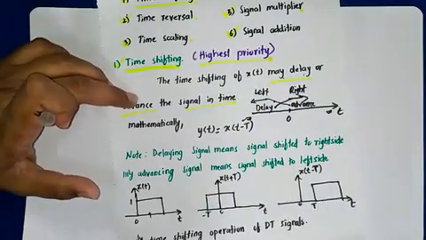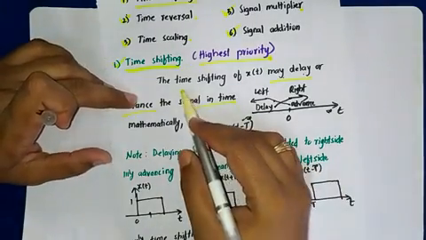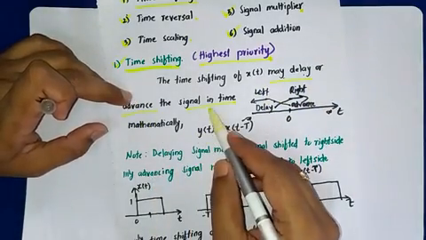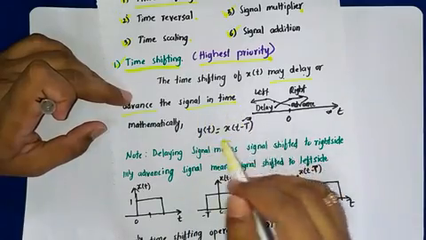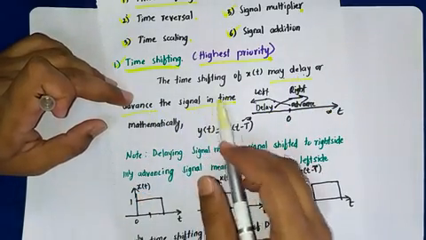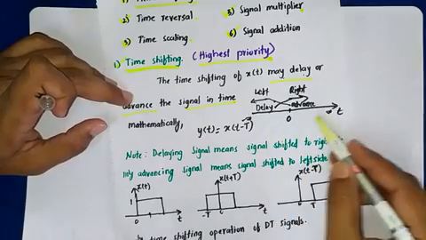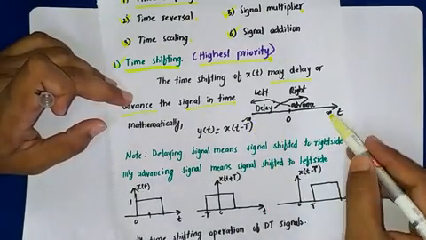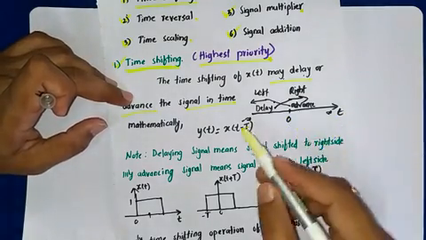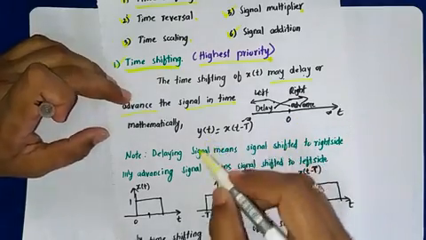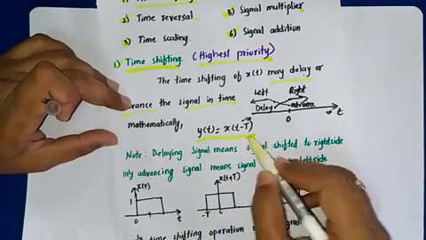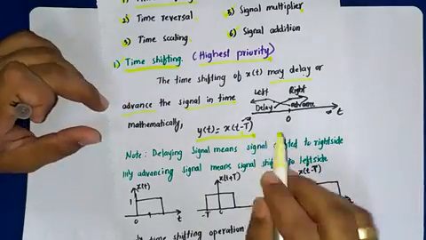Okay, so time shifting property, what it says, time shifting of x of t may delay or advance the signal in time. So shifting of the signal is nothing but delaying the signal or advancing the signal in time. Okay, so you can see with this diagram here, so it goes from minus infinity to infinity, there is a t. Okay, this is a 0. So mathematically, y of t is equal to x of t minus t or plus t. So that is the shifting property.